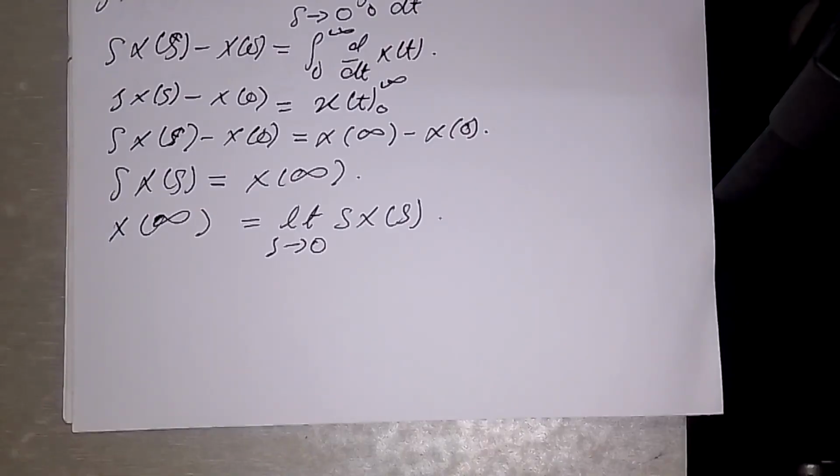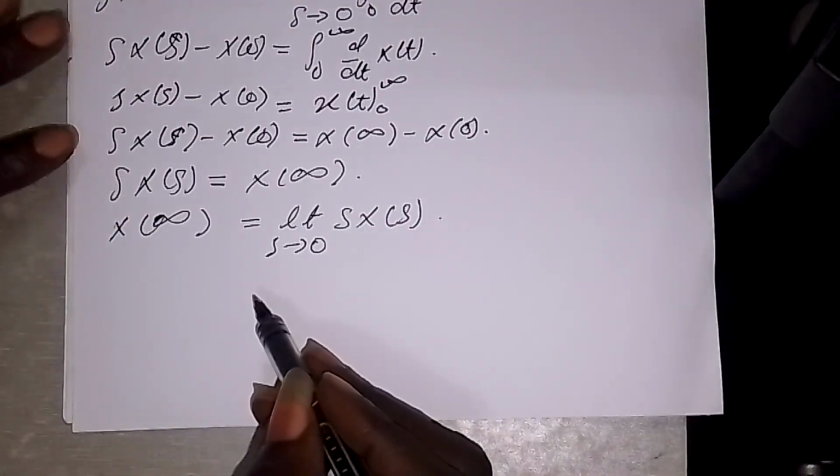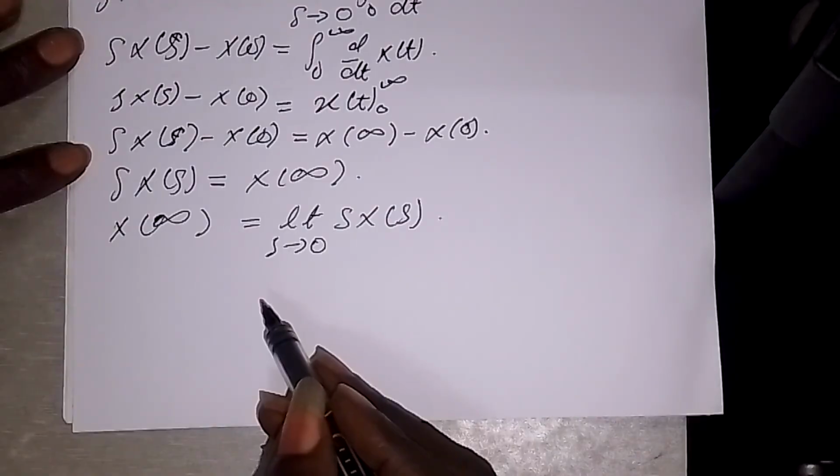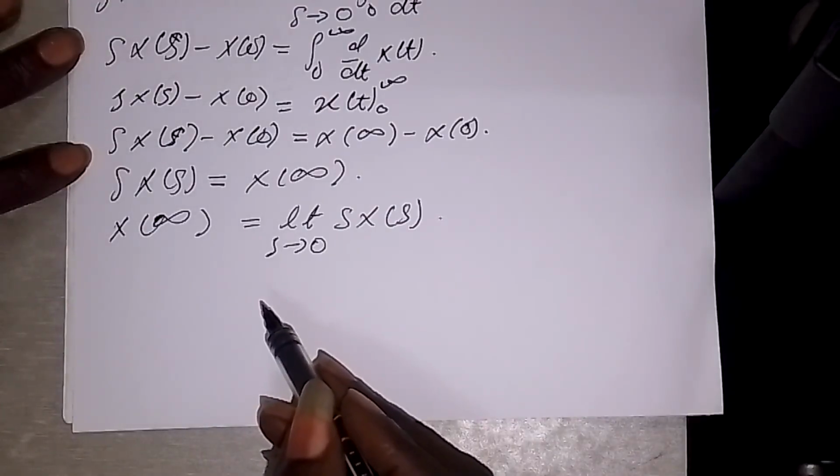So those are the three results: the unilateral Laplace transform, the initial value theorem, and then the final value theorem.